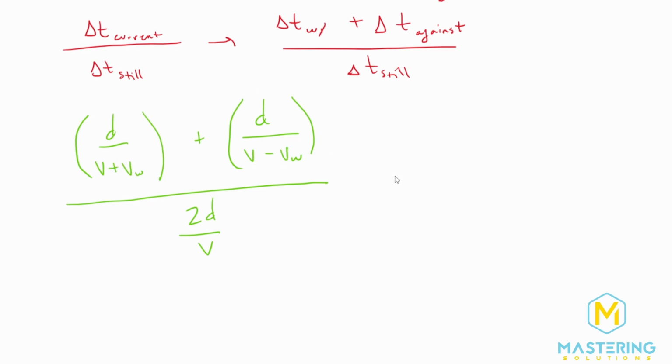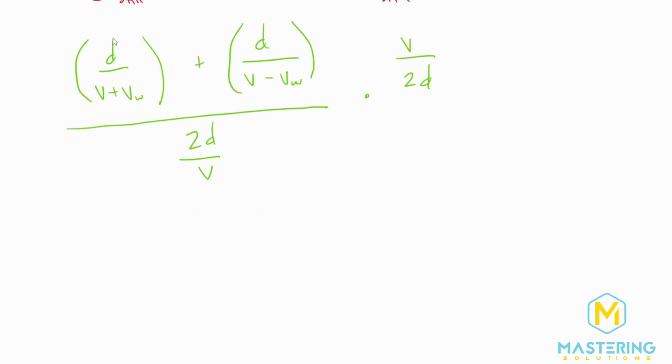So now obviously, since this is a fraction, we can multiply by the reciprocal, which is v over 2d. Now we have to simplify this expression since we're multiplying by that. So let me rewrite this to better show what we're doing. We have v over 2d, and we're multiplying that by d over v plus vw plus d over v minus vw.